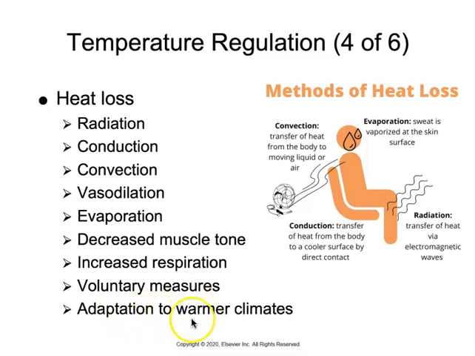And then adaptation to warmer climates, where it's a gradual process that is going to begin with having some weakness and feeling faintness, and then going into increased sweating. We start to see a lowering of the amount of sodium we have in our body, a decreased heart rate, increased stroke volume, and in the end, we have improved warm weather functioning and decreased symptoms of that heat intolerance.